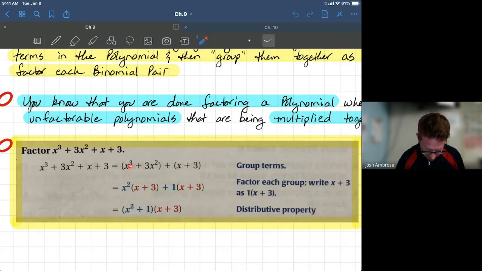This used to have 3. I took 2 out. I have 1 left over. This had 2. I took it all out right here, so it's totally gone. I just have the 3 left over.